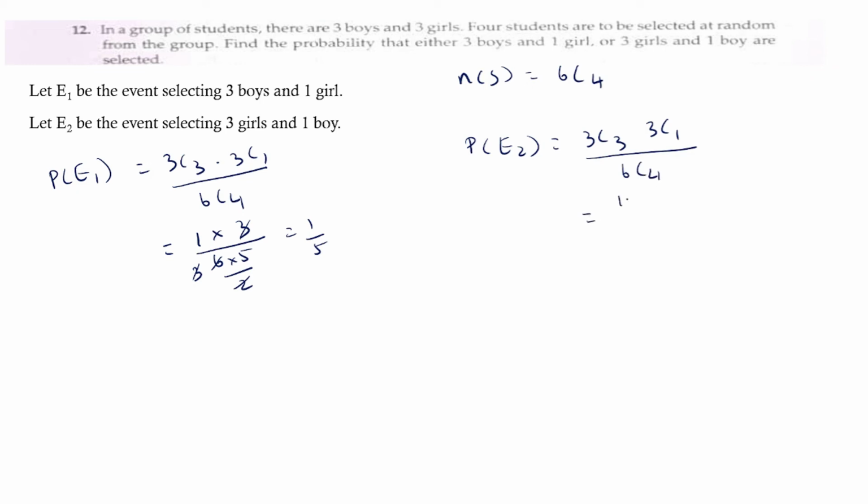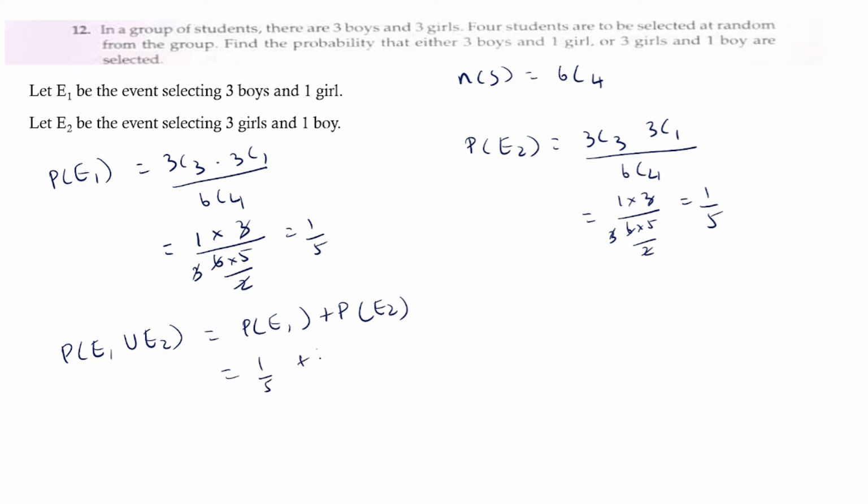So this is again equal to 1 by 5. So the required probability is probability of E1 union E2. Since E1 and E2 are mutually exclusive, this is equal to probability of E1 plus probability of E2. So it is 1 by 5 plus 1 by 5, which is 2 by 5.